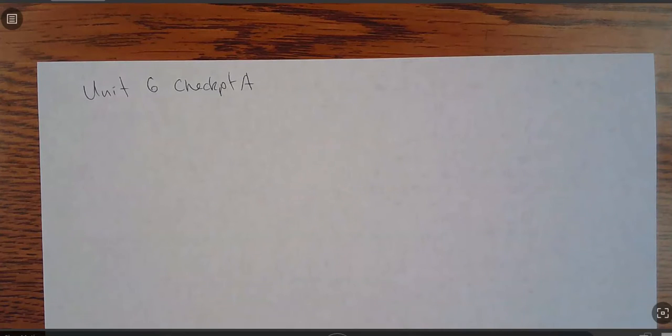All right, so let's do Unit 6, Checkpoint A corrections here. So what we're looking at, sorry, I'm checking the setting here. No. Okay, I'm going to go through all the problems, so fast forward to wherever you need to go.